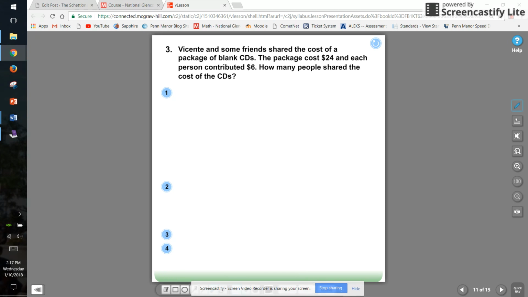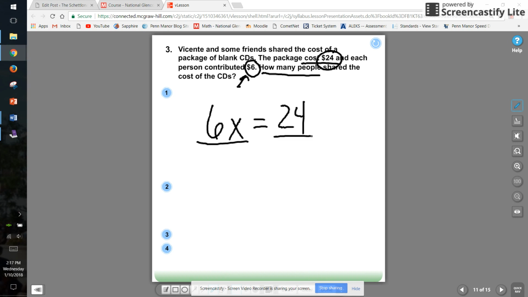I see numbers. I see a 6 here, $6, and the 24 there, which seems like it's going to be the total cost of all the CDs, and this is just part of it. I'm not sure how many people, so maybe how many people will be my variable. So if I wrote 6 times the number of people, not sure yet, that's going to equal 24. Let's use my division property of equality. We're going to divide both sides by, think about it for a second.